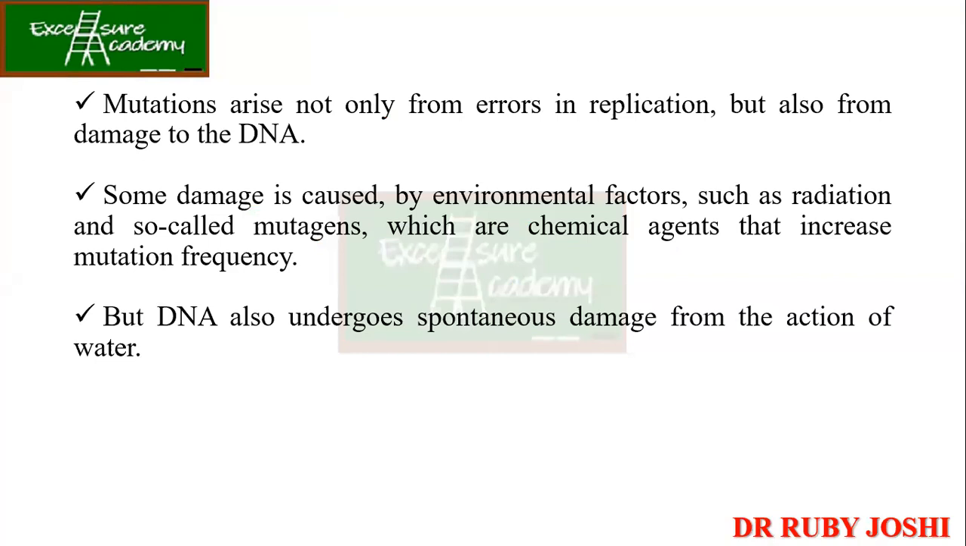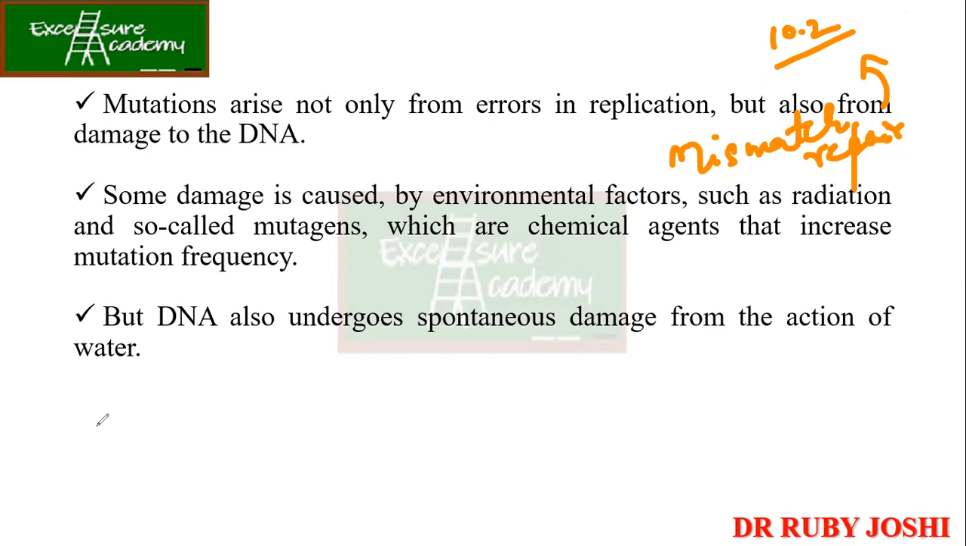Okay, so mutations arise not only from errors in replication, but also from damage to the DNA. In the last lecture, we talked about errors during replication and how to repair them. In the previous lecture, we discussed the mismatch repair system, right? What did we discuss in it? We talked about the MutS, MutL, MutH proteins, right? So guys, if you have not seen it, go back to the Excel Sheet Academy channel playlist, open the Watson summary series and listen to lecture 10.2.